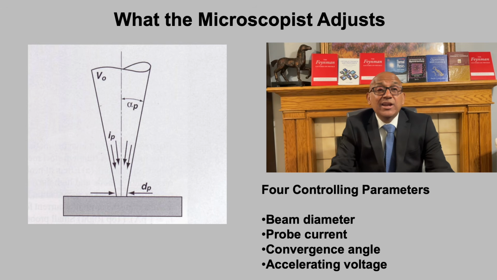The accelerating voltage sets the electron energy and strongly influences penetration depth and interaction volume. Lower voltages confine interactions near the surface, while higher voltages increase penetration and signal generation from deeper regions. Every SEM image reflects a balance among these four parameters. Effective microscopy requires adjusting them together rather than optimizing any single parameter in isolation.